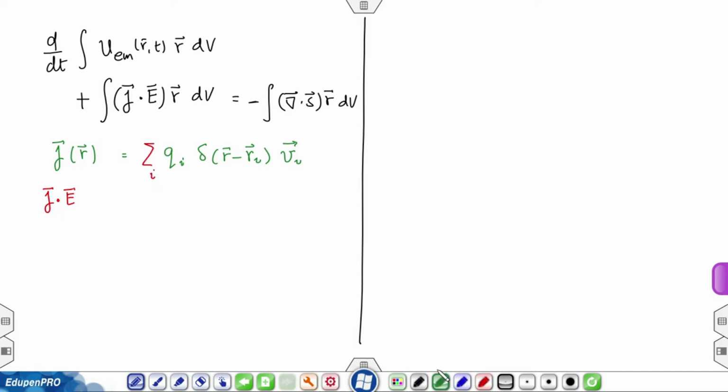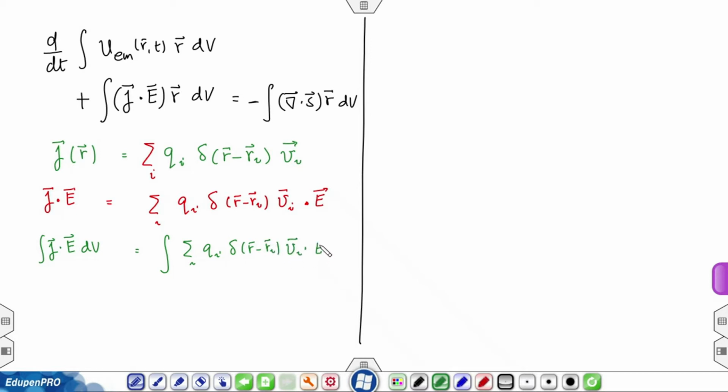So, j dot E is going to be equal to summation over i of q_i delta(r minus r_i) v_i dot the electric field, where i, that is being summed over, is actually the number of particles there. So, I can write integration j dot E dv as equal to integration summation over i of q_i delta(r minus r_i) v_i dot E dV. There is an r also here. So, this gives me summation over i of q_i v_i dot E(r_i).